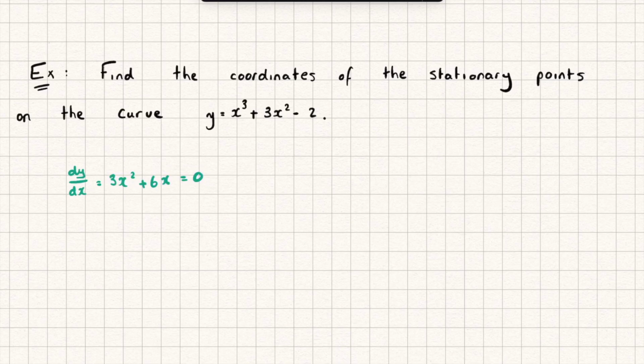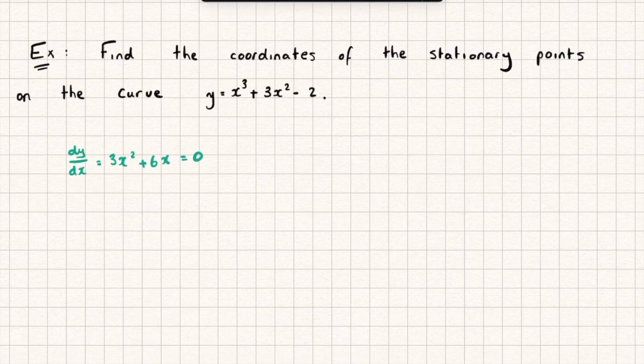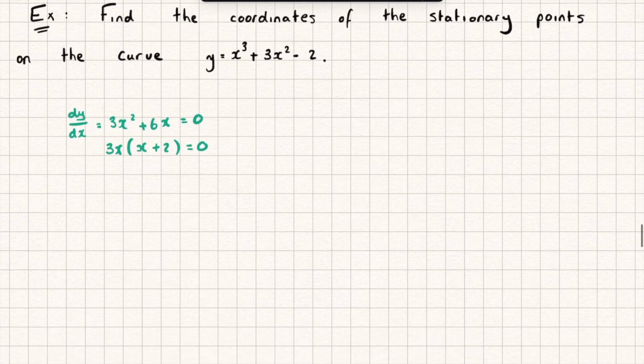So to solve this quadratic, I'm just going to factorize and pull out a factor of 3x from both terms. So it's going to be 3x multiplied by x plus 2. And now it's factorized, we've got two things multiplied together to give 0, so either 3x equals 0 or x plus 2 equals 0. So let's solve this. If 3x equals 0, then x is equal to 0. And if x plus 2 equals 0, then x must equal negative 2, which means we have two stationary points, one when x is 0, one when x is negative 2.